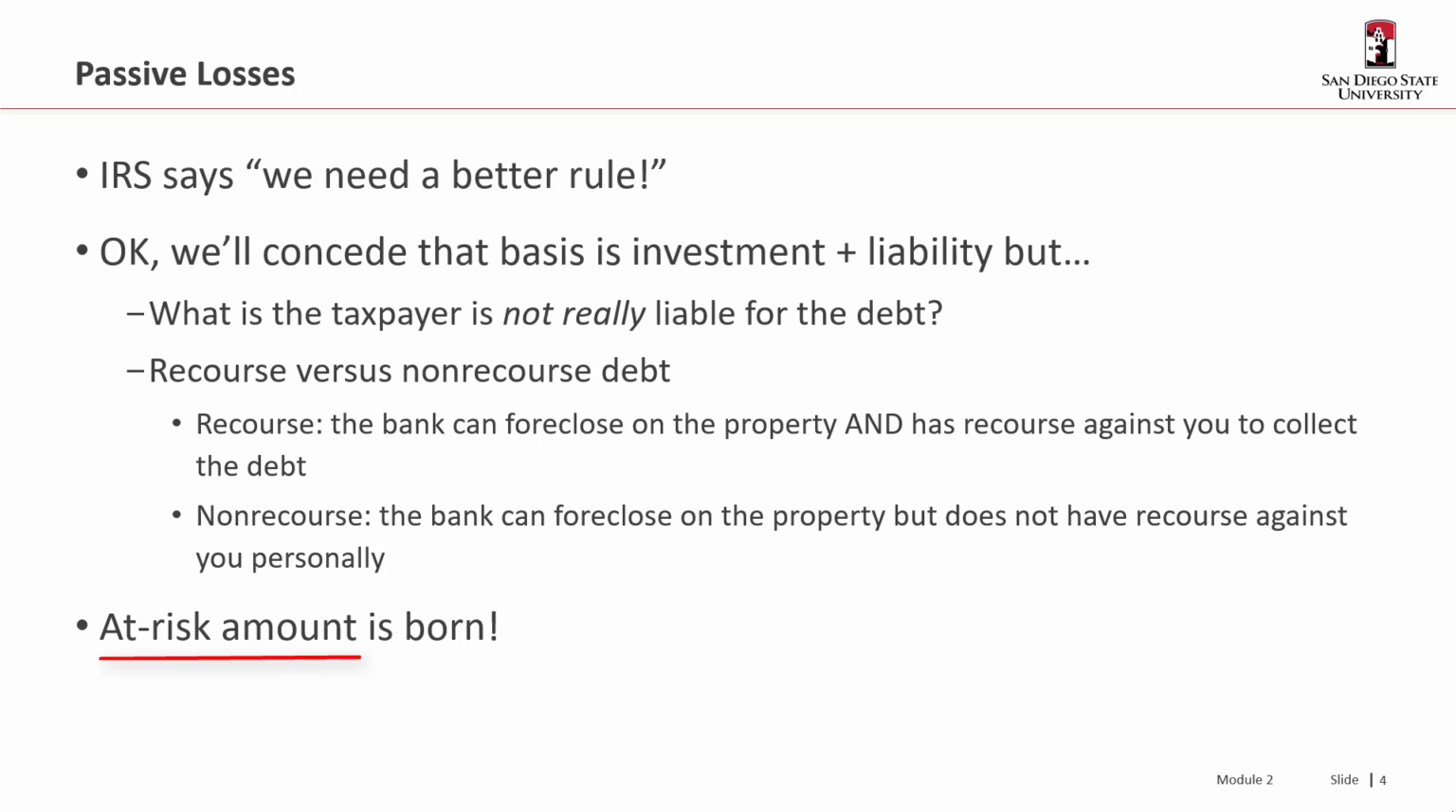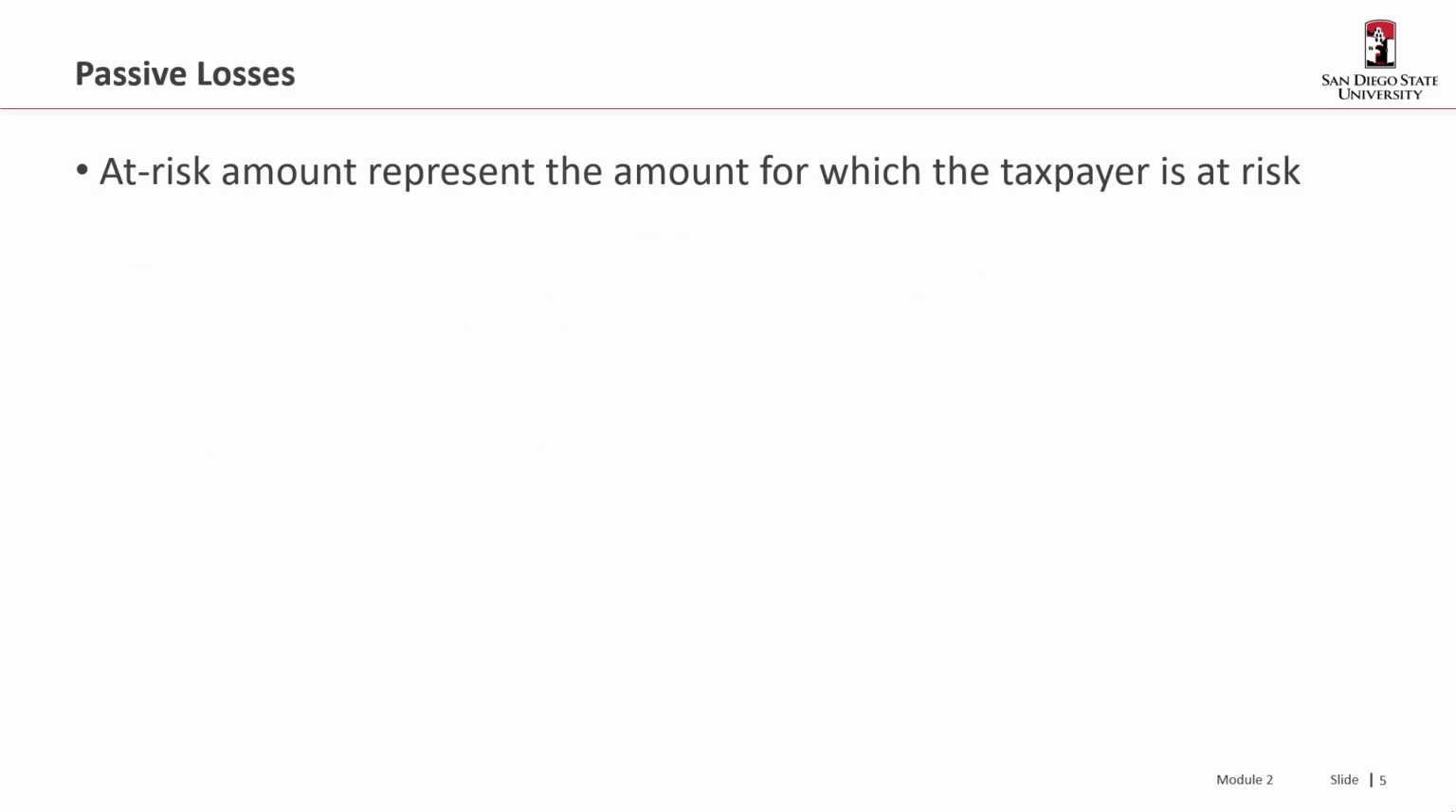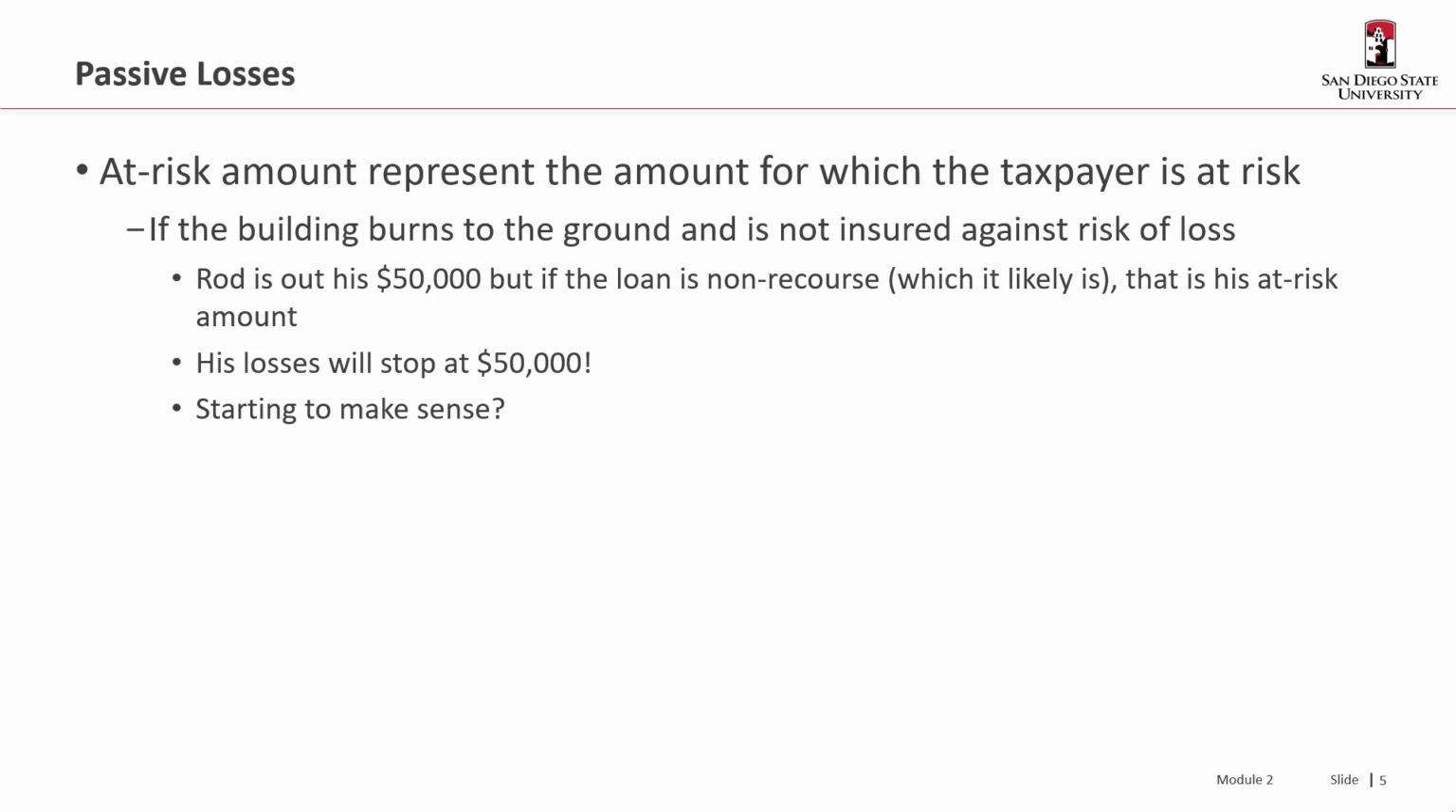So the idea is now we're going to measure what Rod is truly at risk for. So if the building burns to the ground and it's not insured against risk of loss, which of course would be crazy, and of course the bank would require that, but hypothetically roll with me, Rod would be out $50,000. If the loan is non-recourse, which it likely is, that would mean his at-risk amount would only be $50,000, right? He would not get to include the liability. Now his losses stop at $50,000.